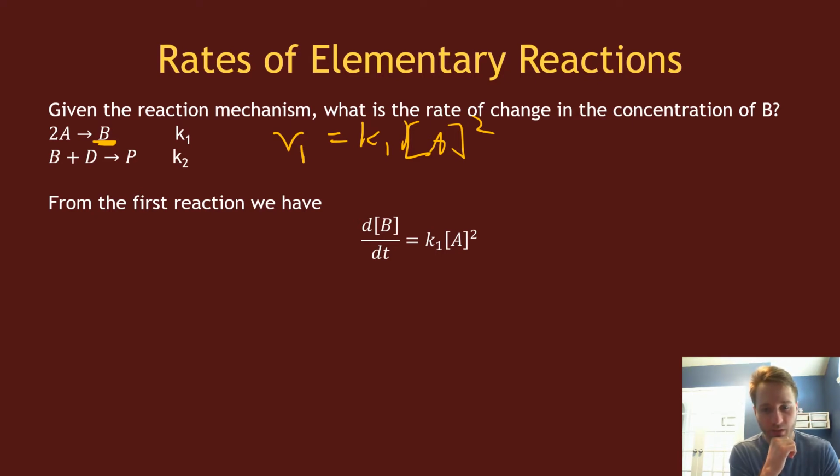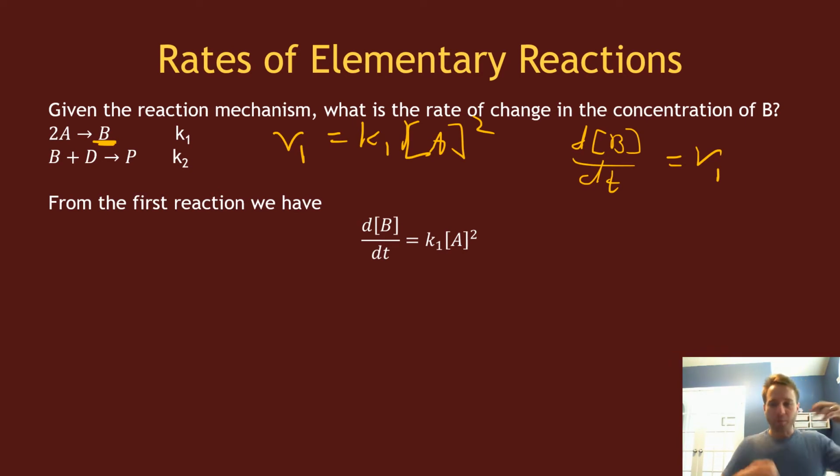And we know for that first reaction that the change in concentration of B with respect to change in time is just equal to V1. Because again, it's a product, so the rate of formation of that product is related with the rate law. Now I would divide by the stoichiometric coefficient, but the stoichiometric coefficient here is 1, so it doesn't really change anything. And so that's what we have for the first reaction.